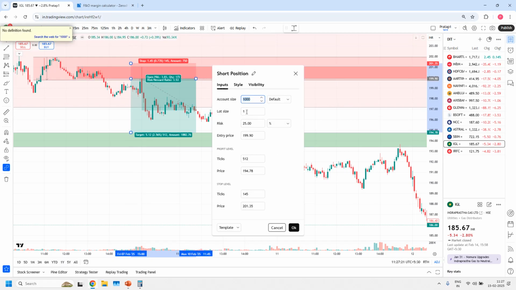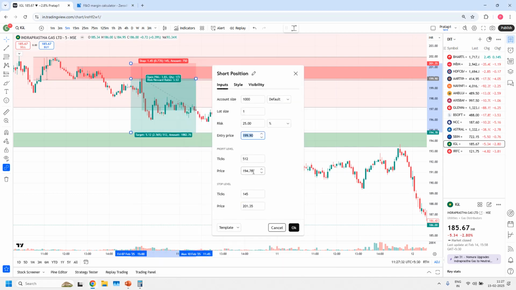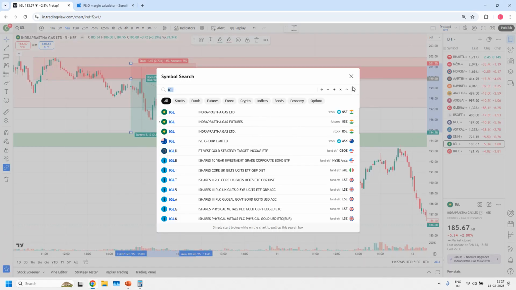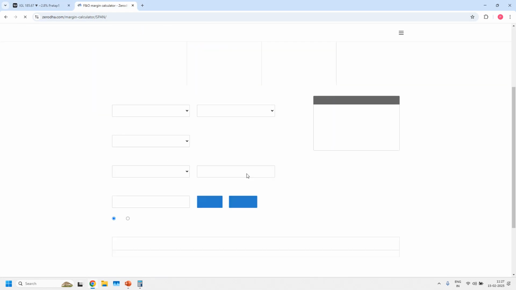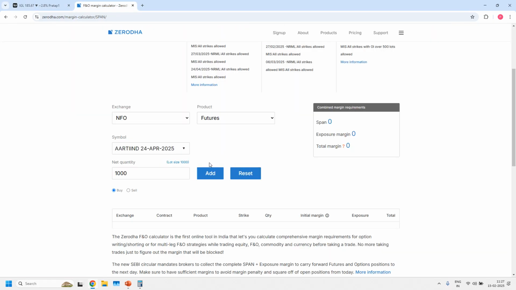Approximately we are calculating. Your entry price is 199.90 paisa, and your target profit level is 194.78 paisa. So you would have got 5 rupees profit on each share. So what is the IGL lot size? Let us calculate. Why am I calculating? Because this stock came immediately the next day. Monday, this could have been a successful trade for you, and it also reached the target on the same day.